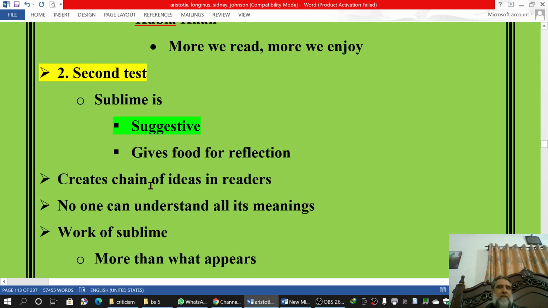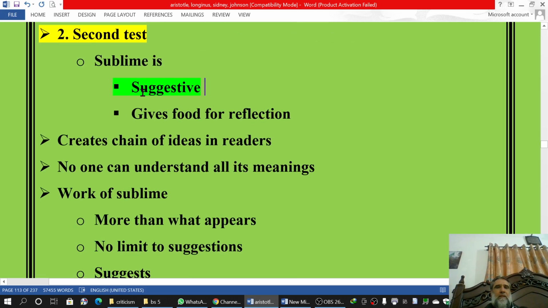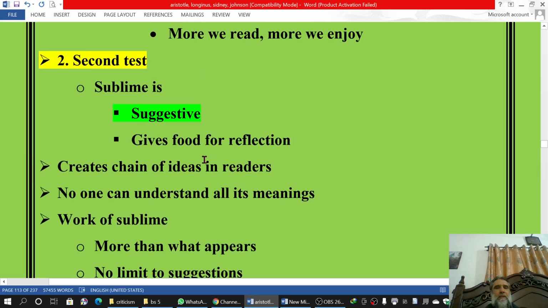So therefore, the second test, according to Longinus, is that sublime poetry or poetic drama will give you many meanings. Different people reading the same drama or the same poem will get different meanings from them. So it is highly suggestive, and it gives food for thought, food for reflection. Whenever you read it or anybody reads it, he is put into thoughts, and he reflects on it and tries to find out what meaning he should get from it.